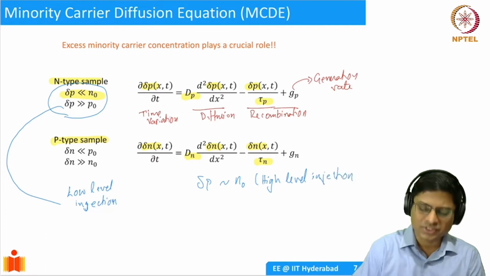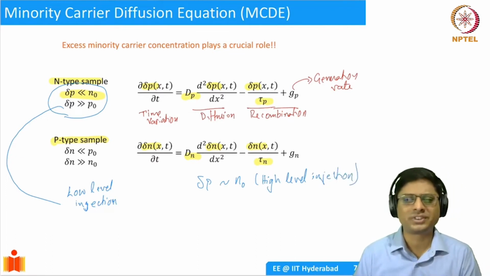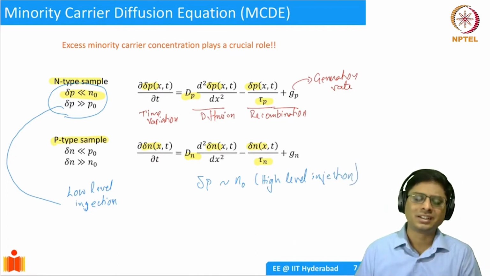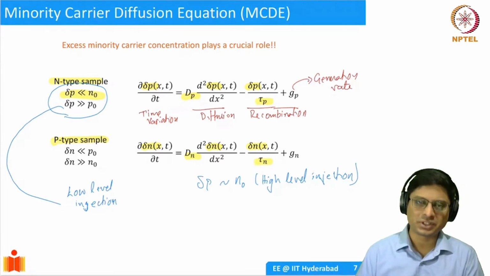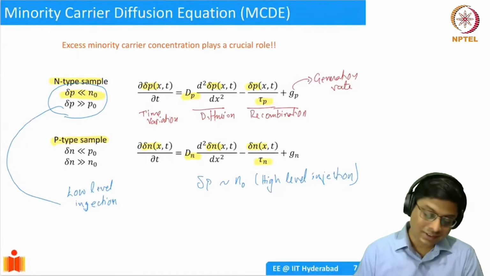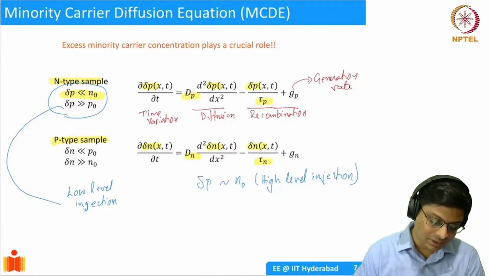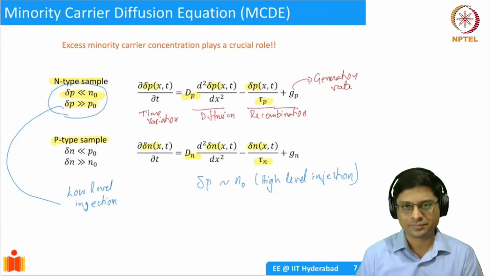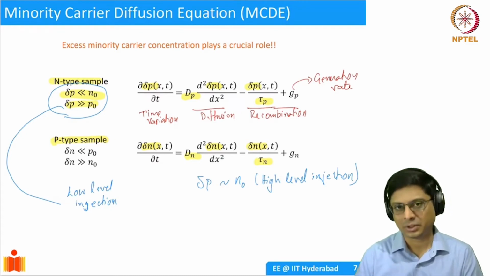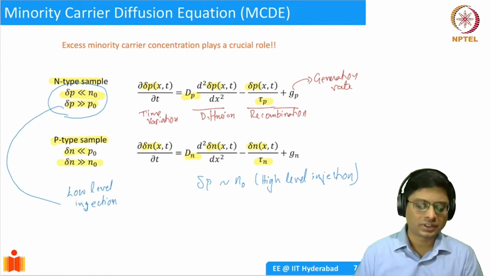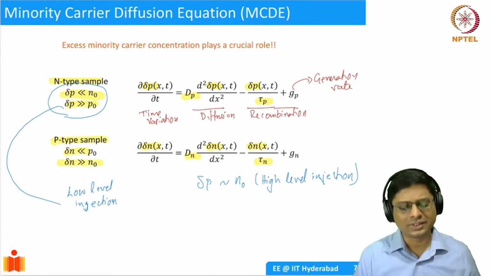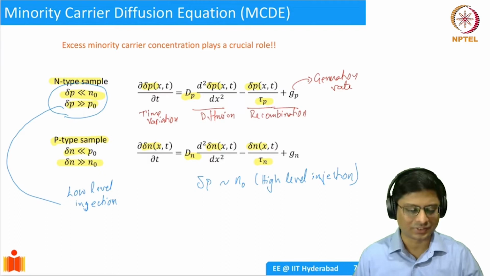Okay. Then something's changed, because we have to have a few more processes that have to be accounted for and all that. Anyway, low level injection means that minority carrier density is much smaller than the majority carrier density, but still it is significant compared to the equilibrium minority carrier density. So delta P is greater than P naught. Similarly for holes, you have the same relation. Okay, so this is what we will consider. If not, then we have to do some corrections.